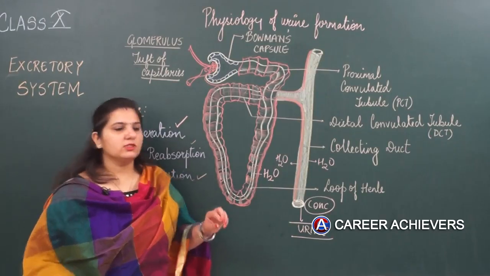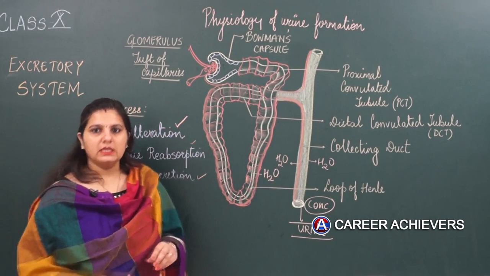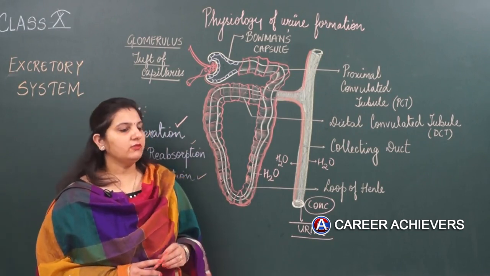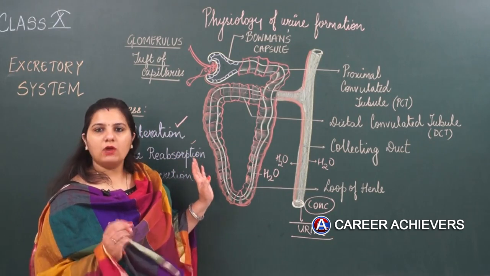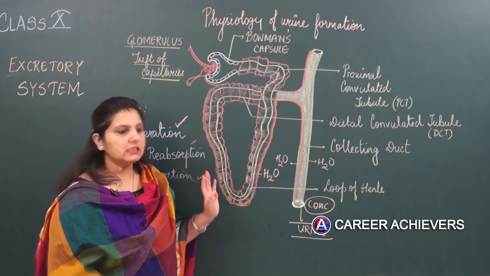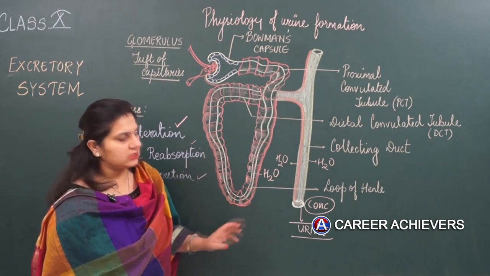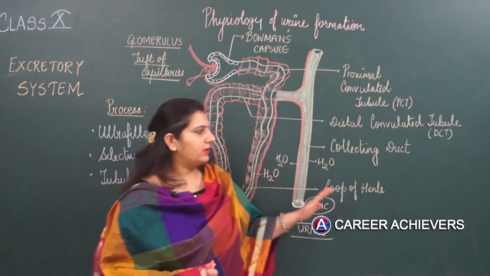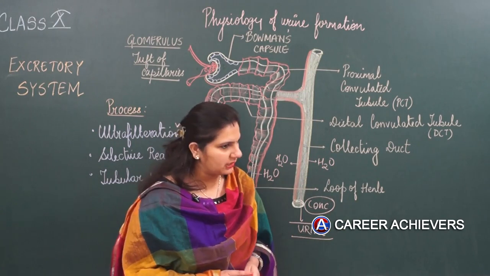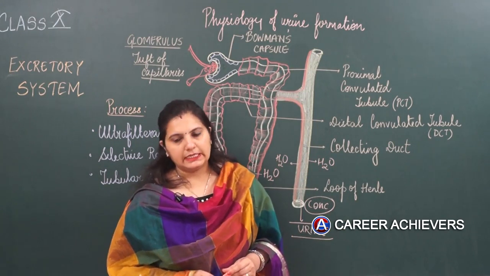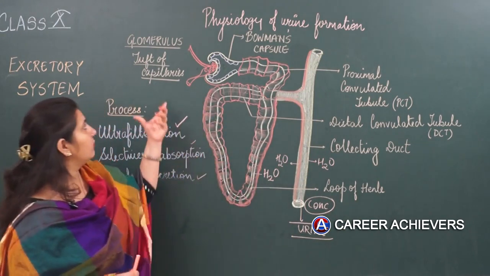Now we start with the physiology of urine formation. In the physiology of urine formation, we will learn about the structure of nephron and how urine formation takes place with the help of these nephrons. In the previous topic, we have learned the structure of kidneys. We have learned that nephron is the structural and functional unit of kidney. Nephron comprises the following parts.